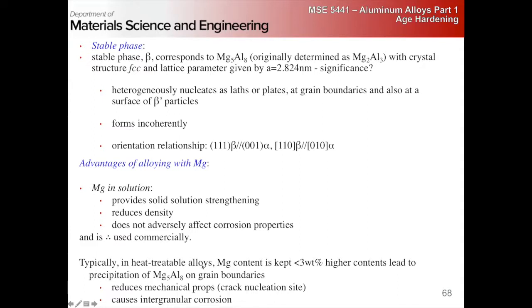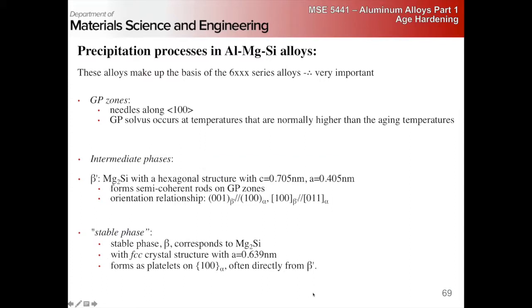So in our heat-treatable alloys, we tend to keep the magnesium content less than 3% so that we avoid the beta. Intergranular corrosion reduces mechanical properties. Aluminum magnesium silicon alloys are the basis of the 6000 series alloys. Everyone who has a bike frame, that's aluminum, 6000 series aluminum. The GP zones are needles along the 100 direction.